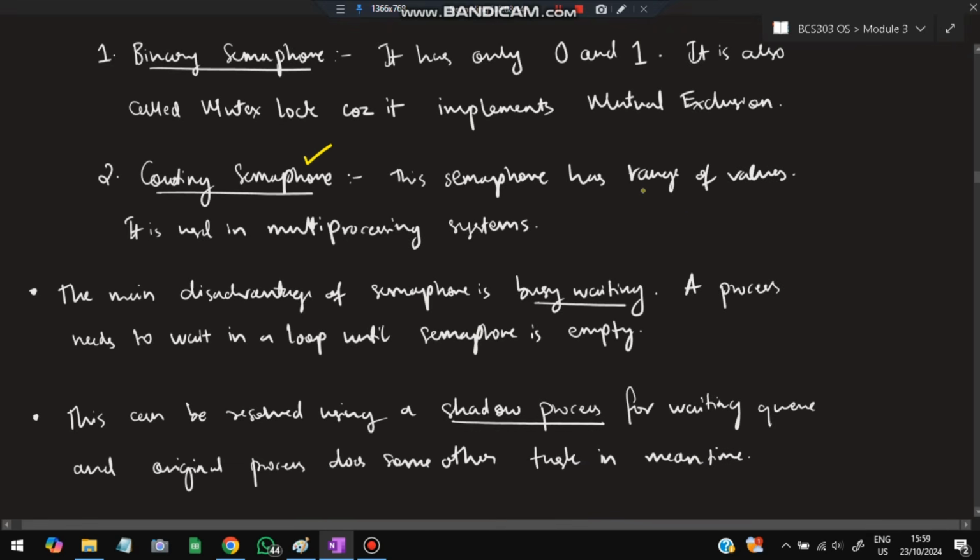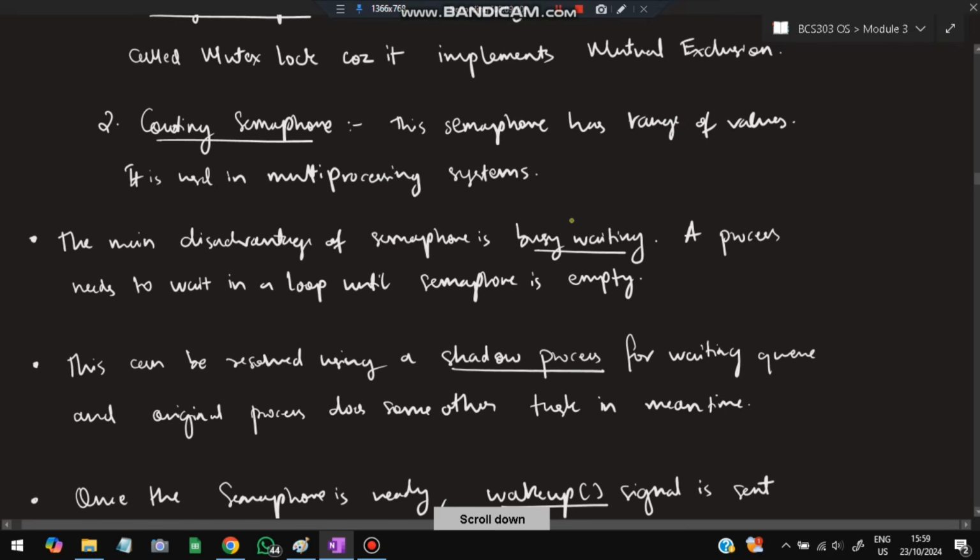Counting semaphore has a range of values. It is used in multi-processing systems, because if there are more than one processors, at that time only 0 and 1 cannot be used. There has to be many more range of values which can be used to indicate if it is used by some resource or not.